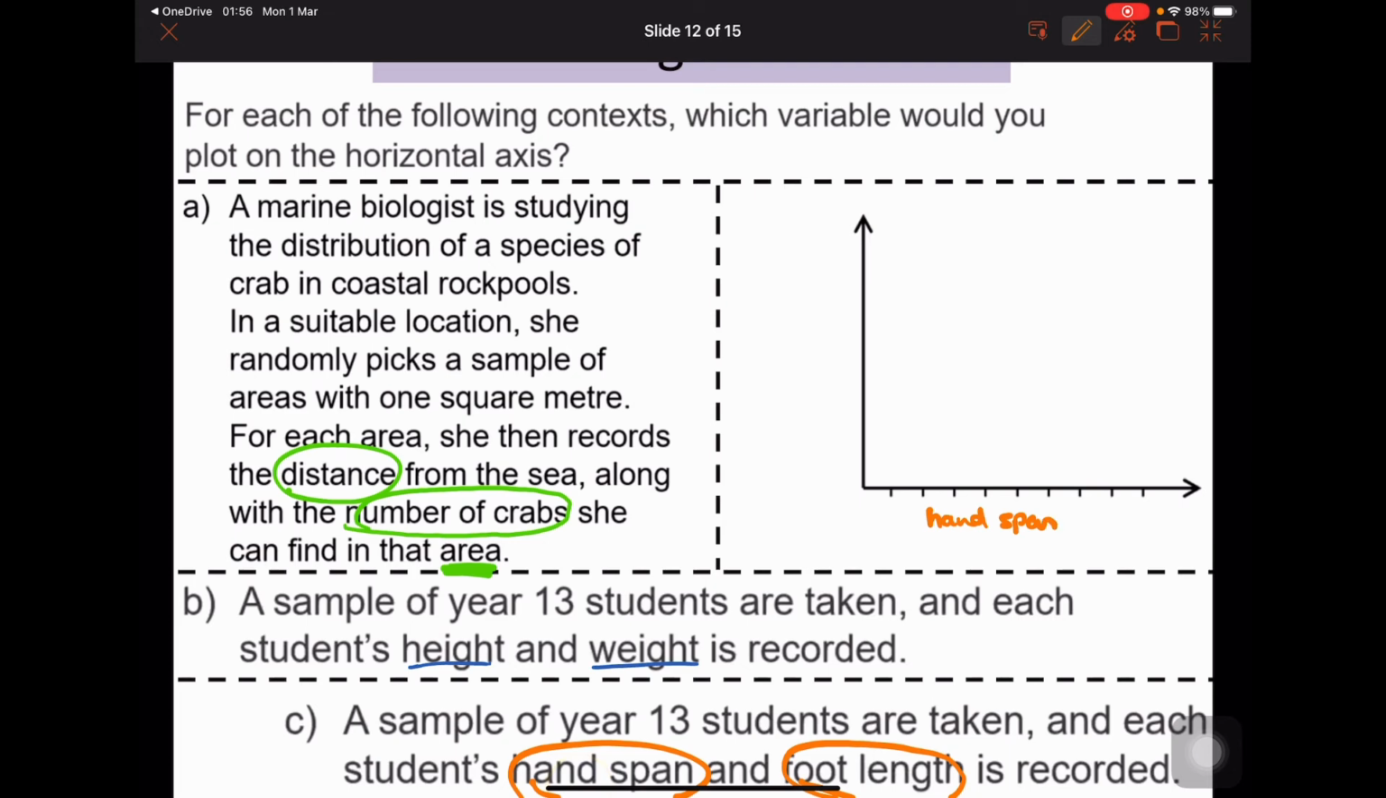It's a bit like BIDMAS, where at times you have to perform the operation which appears first. So hand span, foot length, not entirely sure what the units are. Let's just say centimeters. So yeah, I thought it was important to show you guys an example where we don't actually know what goes on the x-axis.